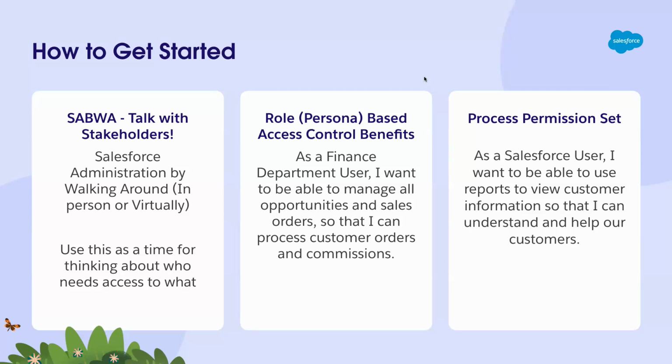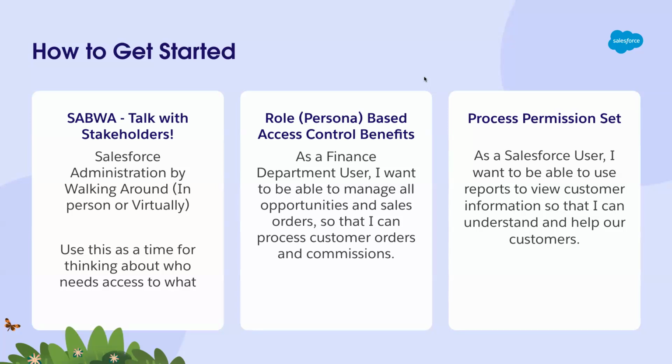So something like, as a finance department user, I want to be able to manage all opportunities and sales orders so that I can process customer orders and commissions. So I think thinking in a user story format, or what a person or type of person needs to do, will help you. And then you can figure out what the permissions are that this type of user actually needs.